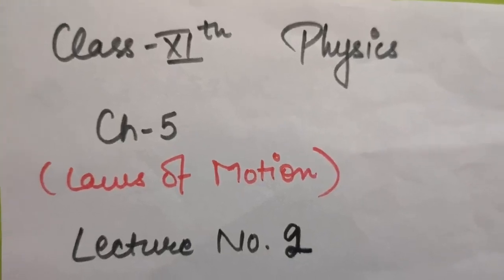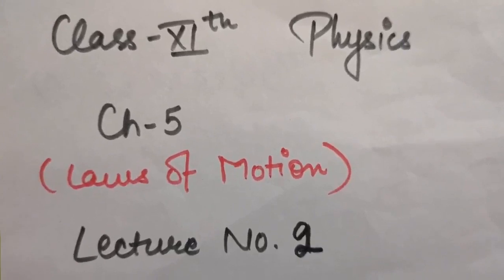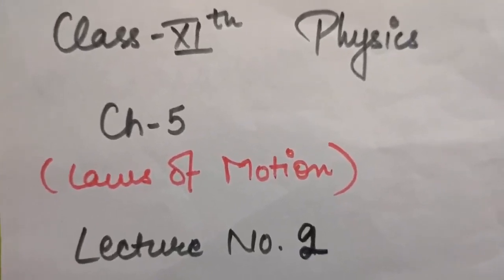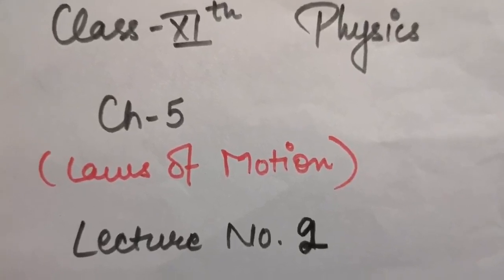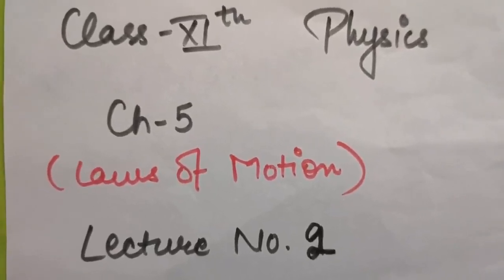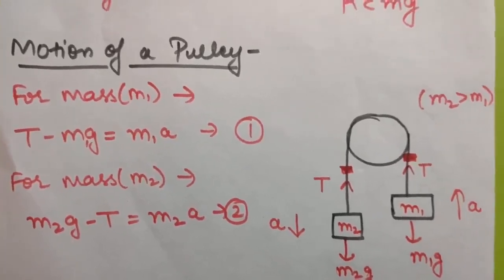Good morning, students. This is class 11th physics, chapter number 5 and lecture number 2. In this lecture, we'll be studying how to form the equation of motion for various things. Let us start with the motion of a pulley.